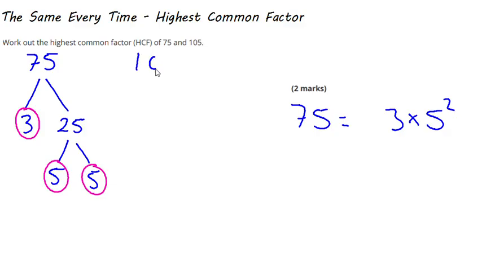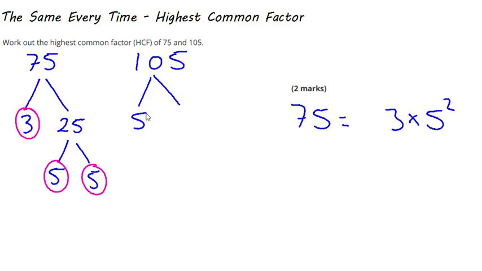Now 105, I need to think of two numbers, doing this non-calculator, remember, that multiply together to make 105. Now I know from looking at this number that 105 is in the 5 times table. How do I know that? Because it ends with a 5. Remember, any number that ends with a 5 or ends with a 0 will be in the 5 times table. So something times 5 is going to make 105.